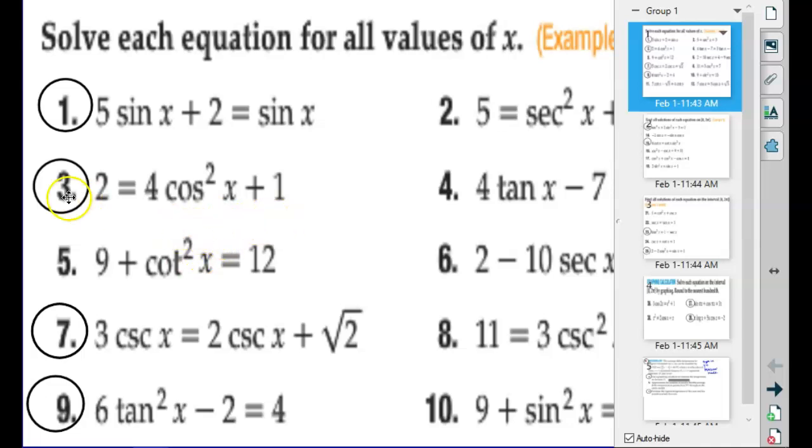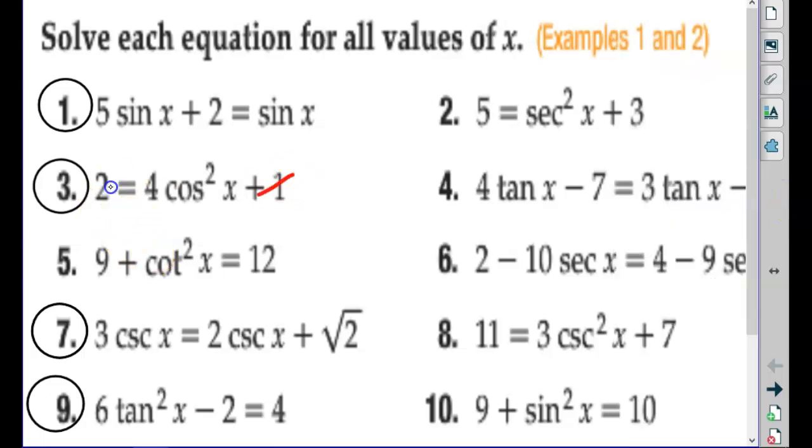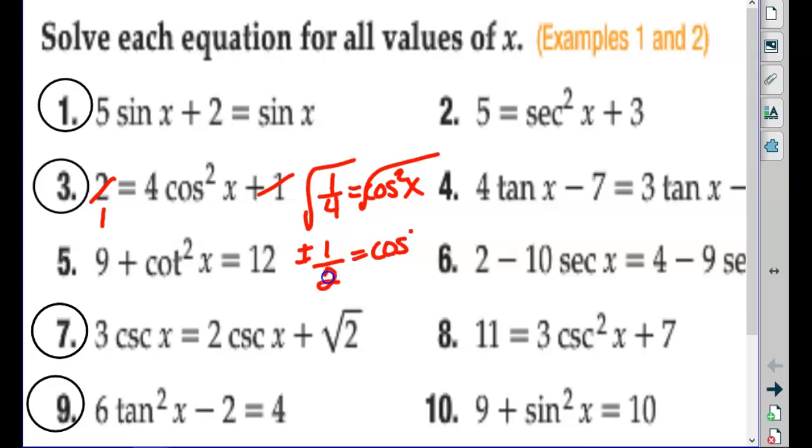Okay, so tell me what number? Number 3. If you subtract 1 from both sides, this will become 1. If you divide by 4, you'll have 1/4 equals cosine squared. If you take the square root, you have to remember plus or minus. The square root of 1 is 1. The square root of 4 is 2. So it's just cosine. So there are 4 places on the unit circle where the cosine is either positive or negative 1/2, and then it says all solutions. Do you need me to keep going? No. Okay.